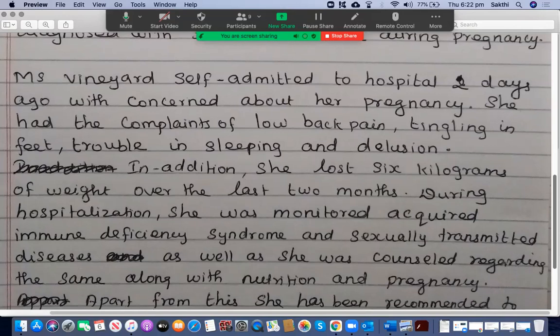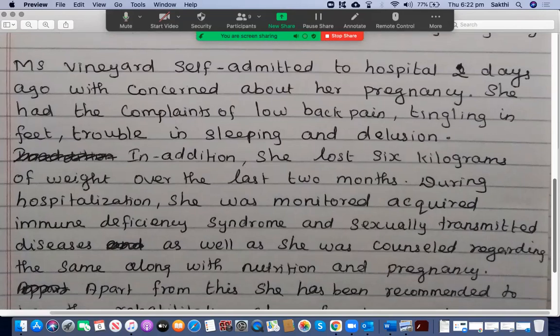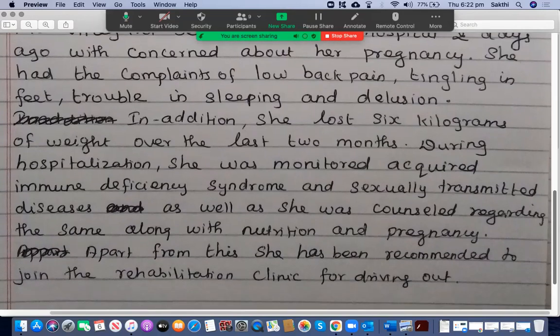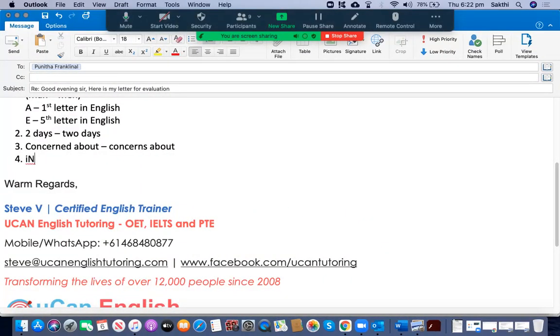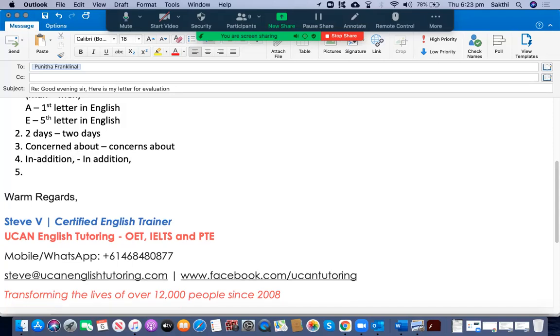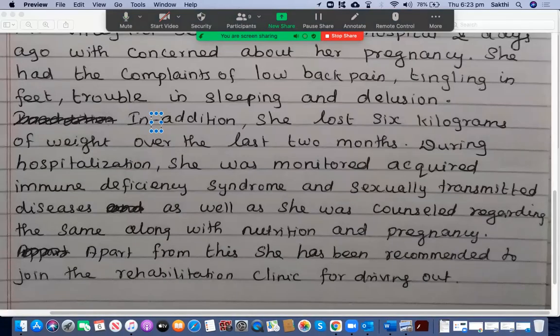Against the most common mistakes you commit. She had the complaints of low back pain, tingling in feet, trouble in sleeping, and delusion. That's good. In addition, you don't need to place a hyphen here. It's wrong. So do not use hyphens unnecessarily. Don't say "in", then a hyphen, and then "addition." That's wrong. You have to use "in addition," comma.